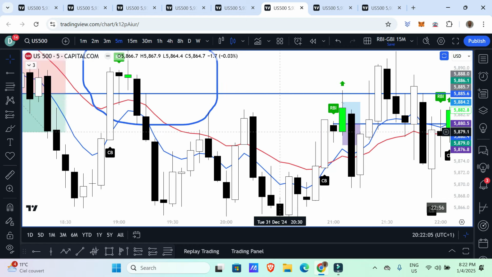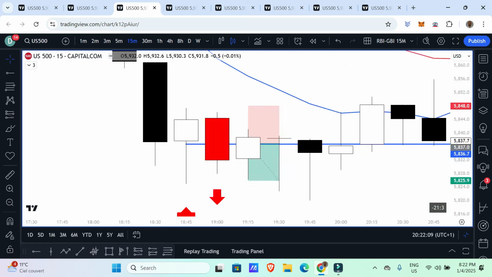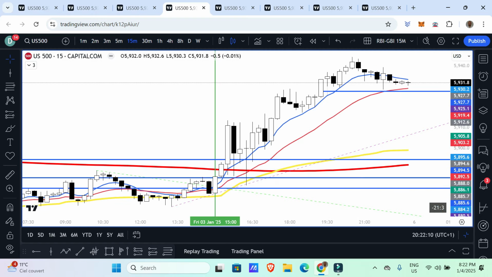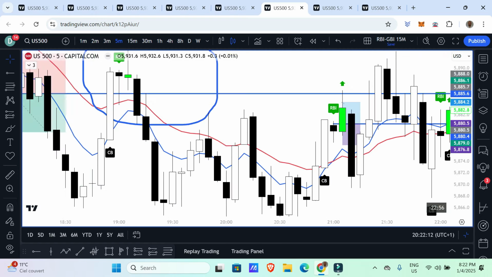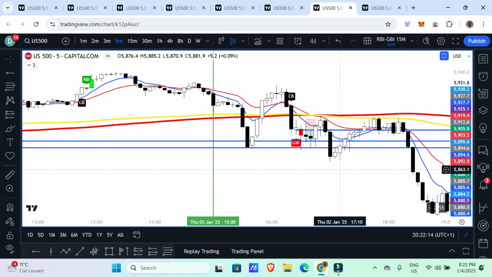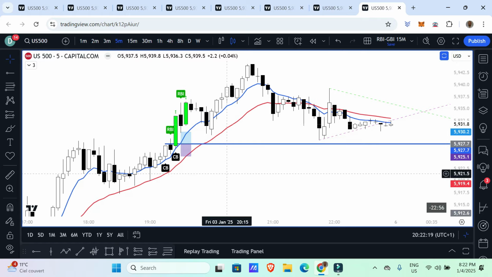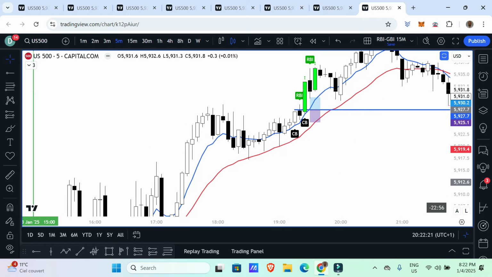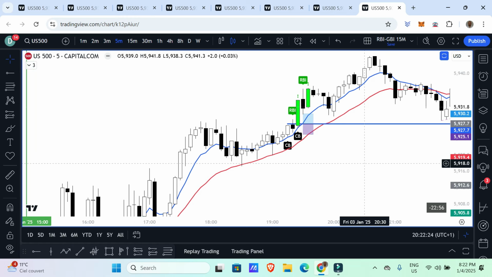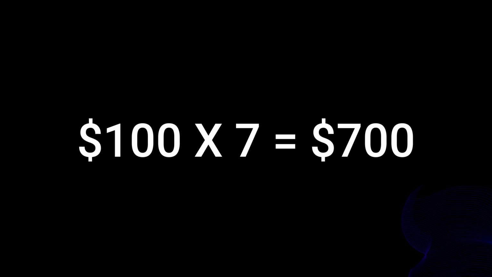So we have now 4 winners. Yes, 1, 2, 3. There was no trade. 4, 5, and we go here. That's another winner. 6, and Friday 7. Altogether, we had 7 trades from Monday to Friday. Wednesday we didn't trade. It was New Year. All winners if you stick to your rules.